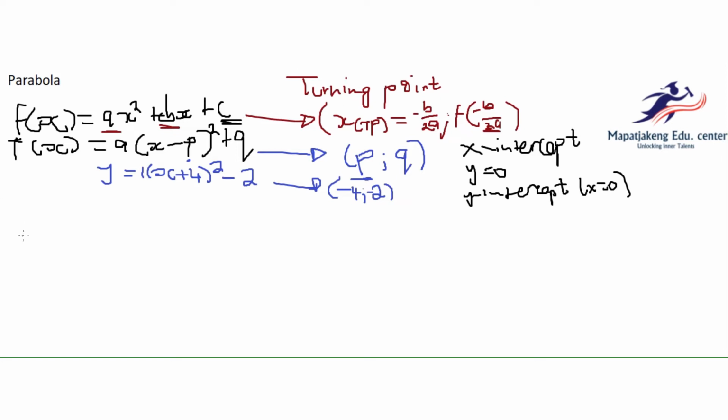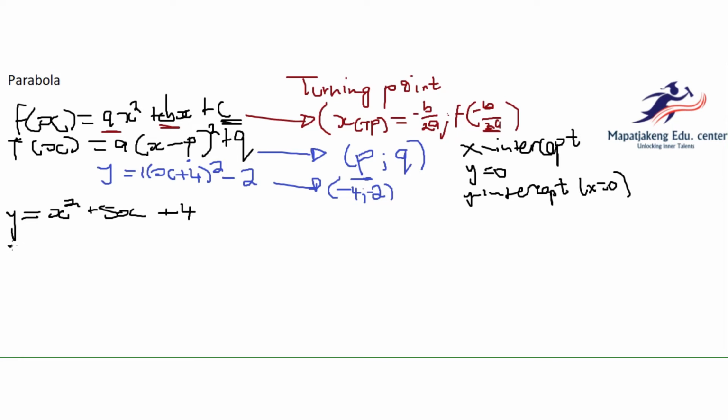Then we proceed. Let's say we're given a function of a parabola, y is equal to x squared plus 5x plus 4. Meaning c is 4, your b here is plus 5, and your a is 1. Meaning we're given the first form. Now we want to take the first form and move to the second form. We do it by completing the square.